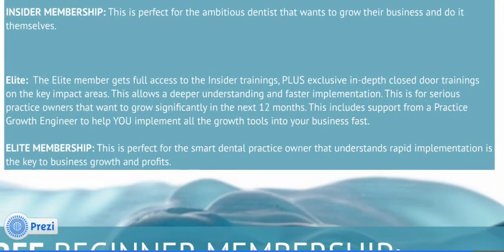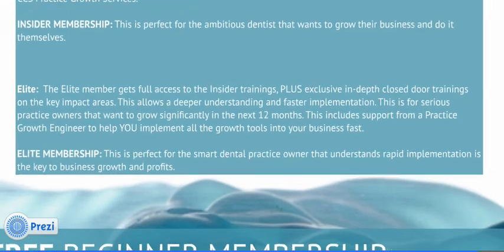And then we've got the Elite membership. The Elite membership gets all the insider trainings plus exclusive in-depth closed trainings on the key impact areas. This means they get a deeper understanding and faster implementations for serious practice owners that want to grow significantly in the next 12 months. It also includes support from Practice Growth Engineer to help you implement all the growth tools into your business fast. It's all about implementation. It's not good having an idea. It's about doing it.